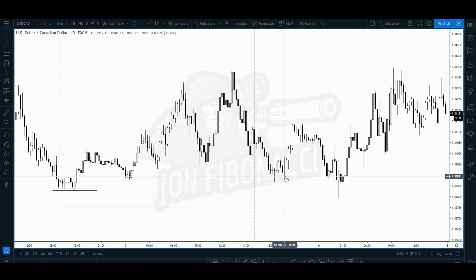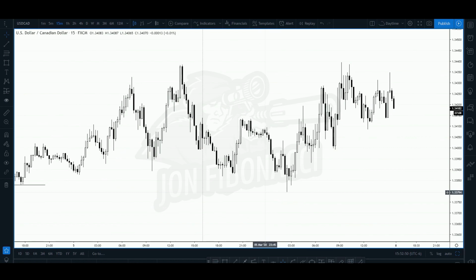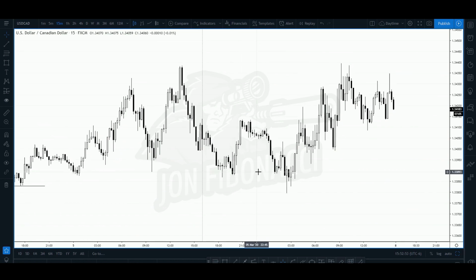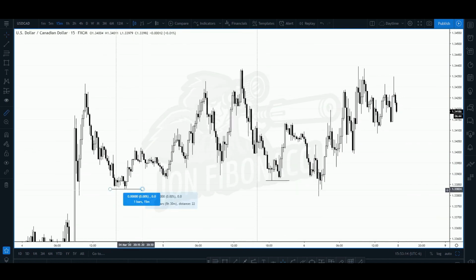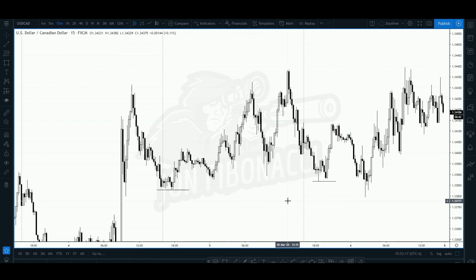And then earlier on, Thursday after the close, this was Wednesday after the close, Thursday after the close. And then you had relative equal lows right here as well. It's just off by a pip or two, so this would still be considered a double bottom in the retail world.